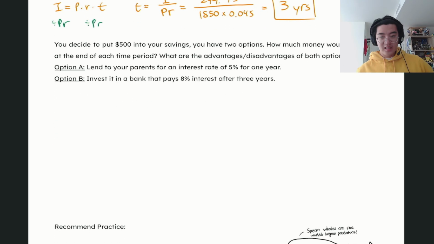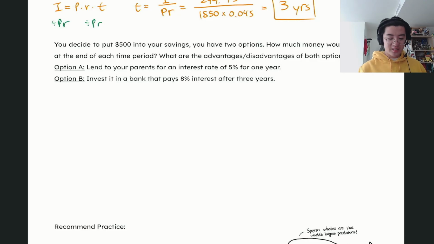Okay. Here is our last little thing here on savings, or on interest and all. Right, this is before we get into budgeting. Right, so you want to put 500 into your savings. Right, so you have two options. And how much money would you have in each period? And what's the advantage and disadvantage of each?